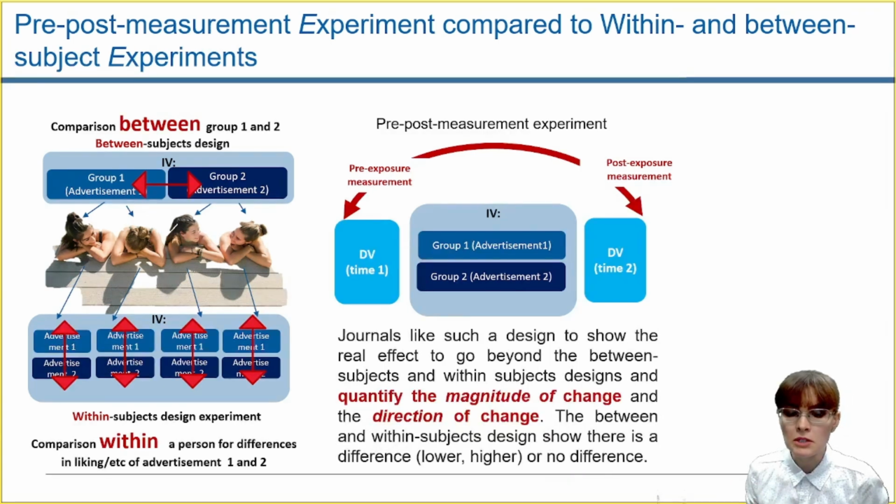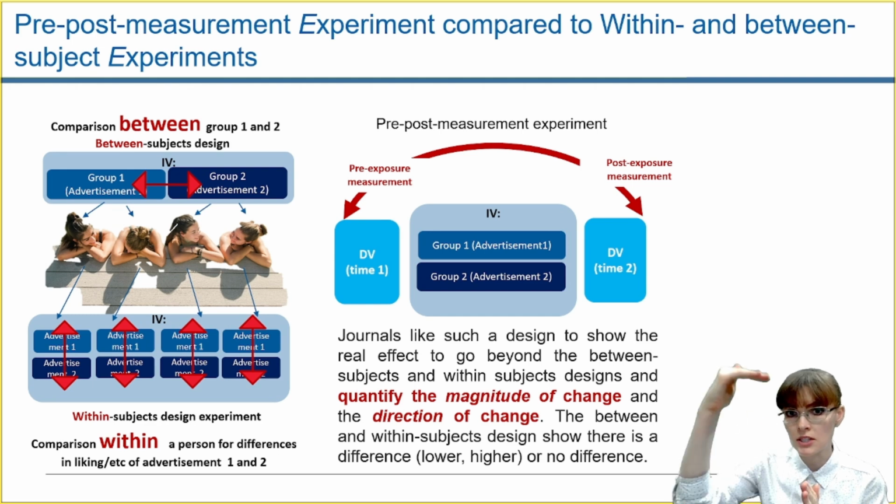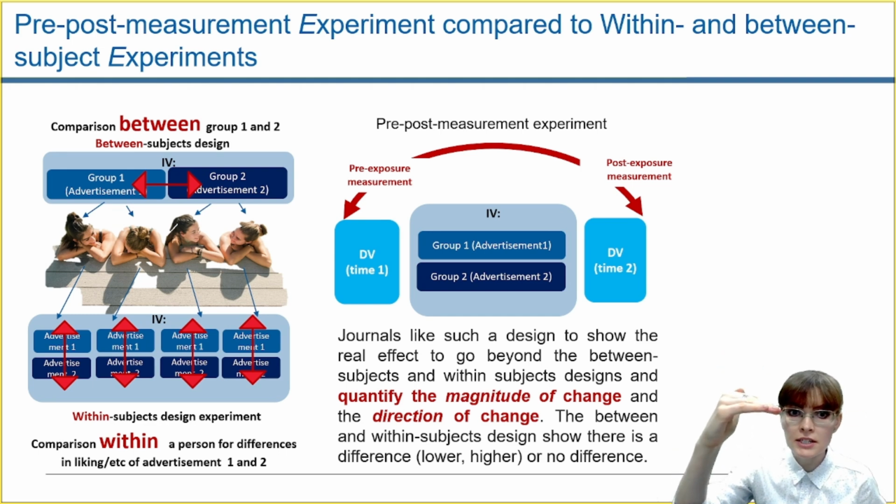And journals in particular like pre and post measurement experiments because they allow us to go beyond between and within subjects design, because they allow us to quantify the actual magnitude of change in the dependent variable. And they allow us not only to quantify the magnitude of change, which is how big or how small it is, but also the direction, whether there is an increase or a decrease in the dependent variable that we are measuring over time.